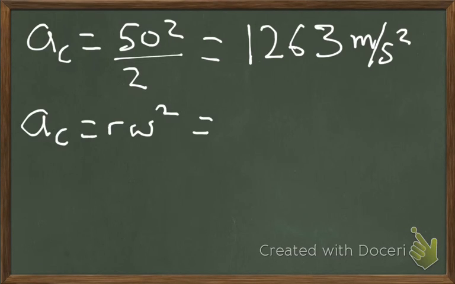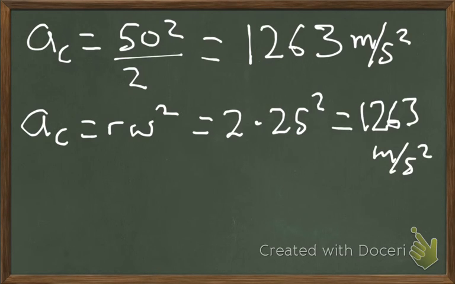If I do it the other way, now I wrote 25 right here, but when I did this on the calculator, I carried out all of the extra digits to make sure that it was as accurate as possible, and you will get the same exact answer, 1263. So we didn't derive these, but we at least proved that they are equal to each other, so they're the same thing. Now the last part is, what's the force?